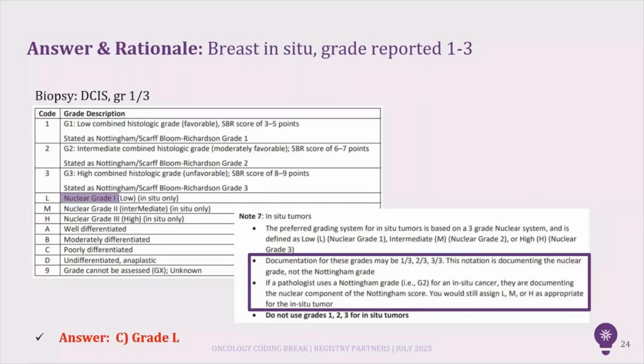So invasive breast cancers are documented in Nottingham grade 1, 2, and 3. These are not the same. So if a pathologist uses that grade 1, 2, or 3, they're really talking about the L, M, and H for in situ tumors. So do not use 1, 2, or 3 for in situ tumors for these instructions. So we will take that grade 1, DCIS, and we will say grade L.